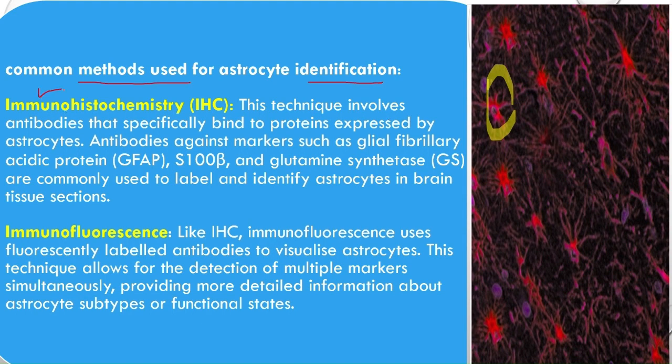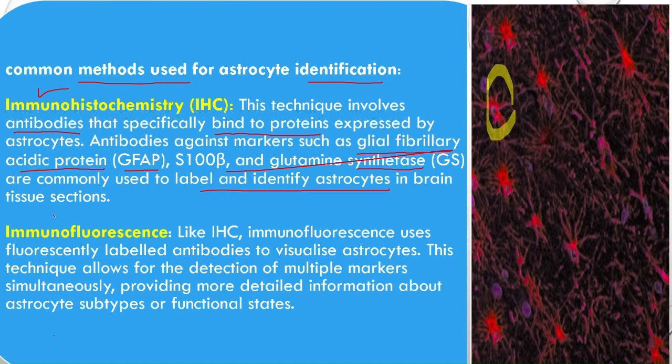First of all, immunohistochemistry, IHC. This technique involves antibodies that specifically bind to proteins expressed by astrocytes. By binding antibody to the specific protein which is expressed by the astrocyte, we can identify the astrocyte. Antibodies against markers such as glial fibrillary acidic protein, called GFAP, or S100 beta, and glutamine synthetase, GS, are commonly used to label and identify astrocytes in the brain tissue.